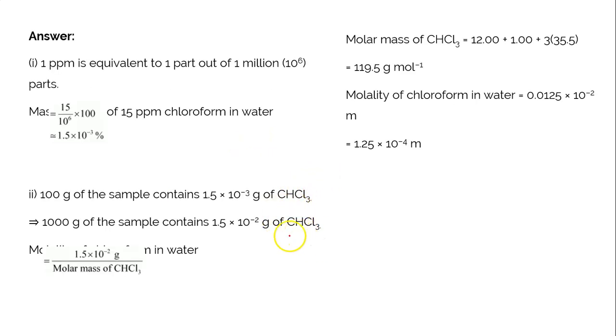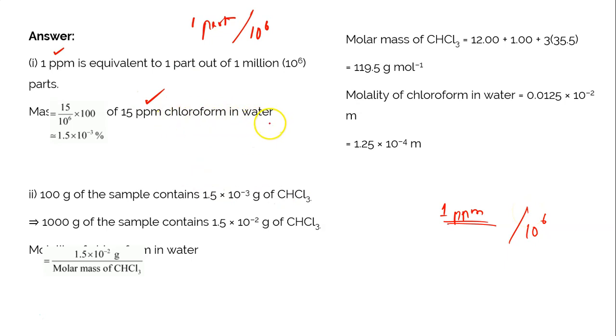So we are talking about 1 ppm. What is meant by 1 ppm? 1 ppm is 1 part per million, saying that 1 part of the solute is present in 10 power 6, which is 1 million parts of the total solution. Say if I'm saying that the concentration of a solution is 1 ppm, maybe 1 ppm chloroform solution, it means I have 1 part of chloroform in 10 to the power 6 parts of the whole solution. Fine. So similarly here they are saying that it is 15 ppm of chloroform.